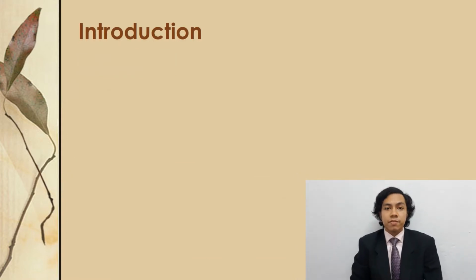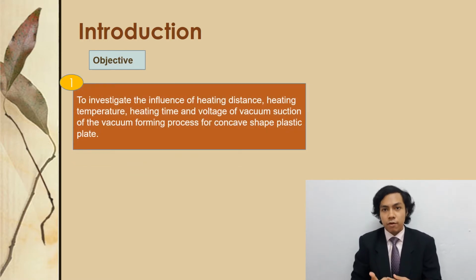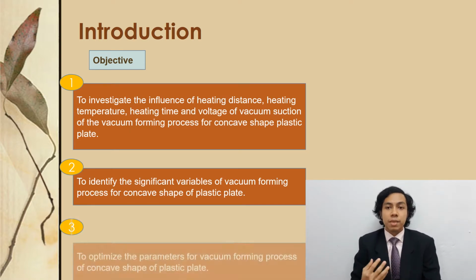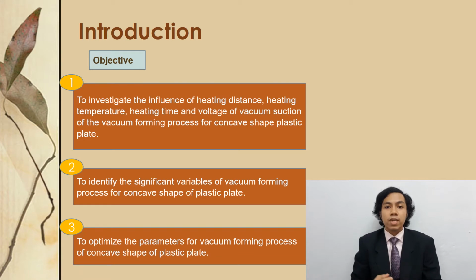From the problem statement before, there are three objectives created for this project to solve the problem, which are: first, to investigate the influence of heating distance, heating temperature, heating time, and voltage of vacuum suction of the vacuum forming process for the concave shaped plastic plate. Second is to identify the significant variable of the vacuum forming process of the concave shape of plastic plate. And lastly is to optimize the parameter for vacuum forming process of the concave shape of plastic plate.